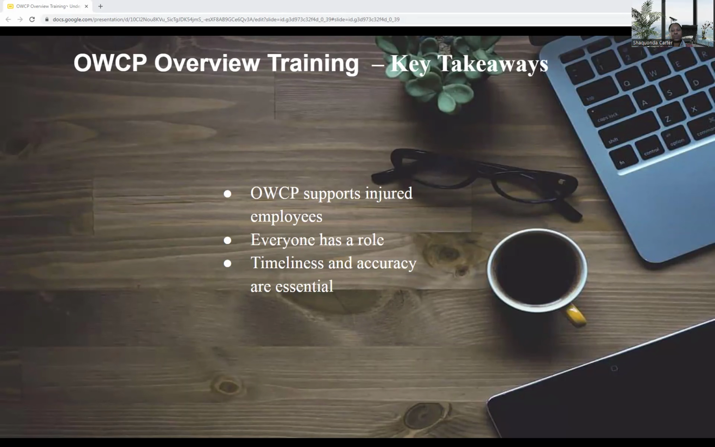All right, so to wrap up, OWCP is about supporting employees, and success depends on everyone doing their part correctly and on time. So some key takeaways here are: OWCP supports injured employees. Everyone has a role, from the employee, supervisor, and the agency. And timeliness and accuracy are essential.